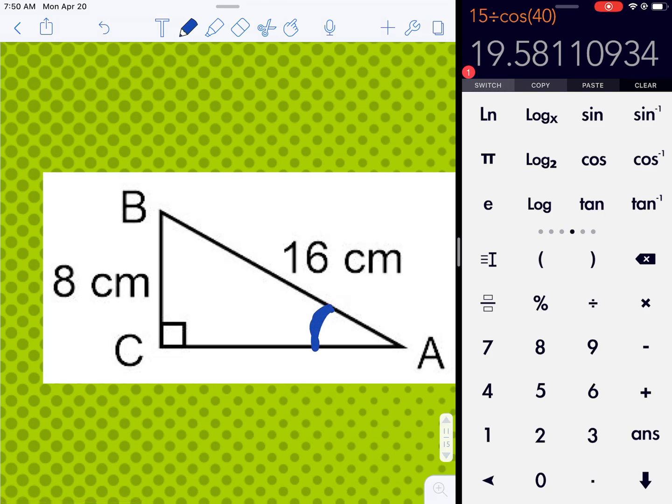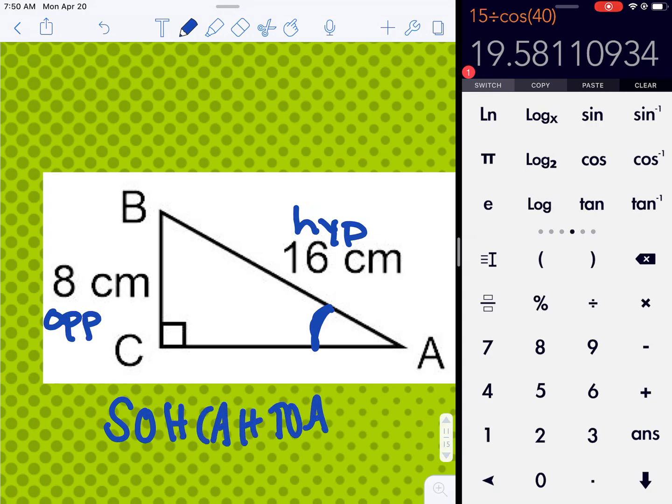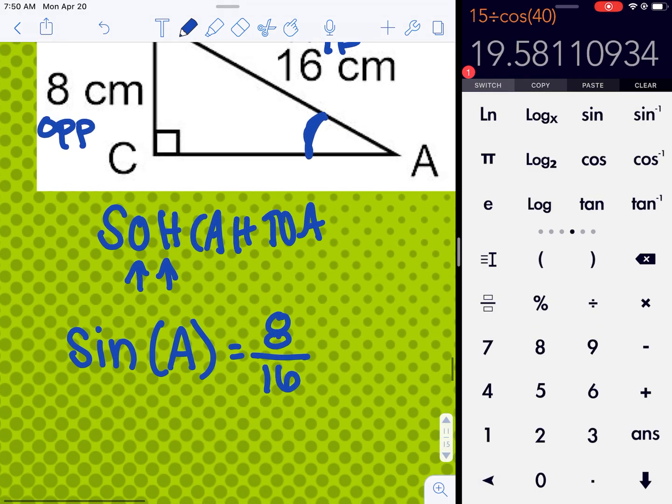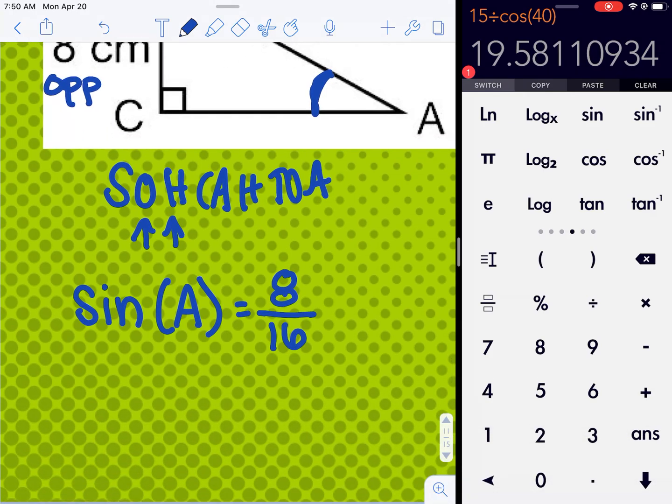Now we're going to do one where we're looking for the angle. So I want to know what that angle measure is. I have the opposite side, and I have the hypotenuse. SOHCAHTOA tells me opposite, hypotenuse, use sine. So the sine of angle A, and I'm just going to put A in for my variable right now, has to equal 8 over 16. And if I want to reduce that fraction to 1/2, because I'm a big kid, I sure can.